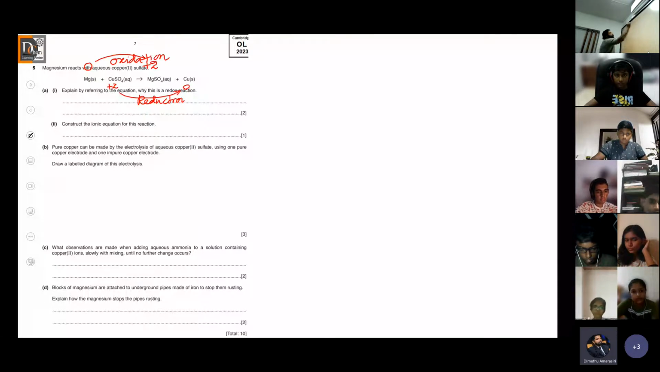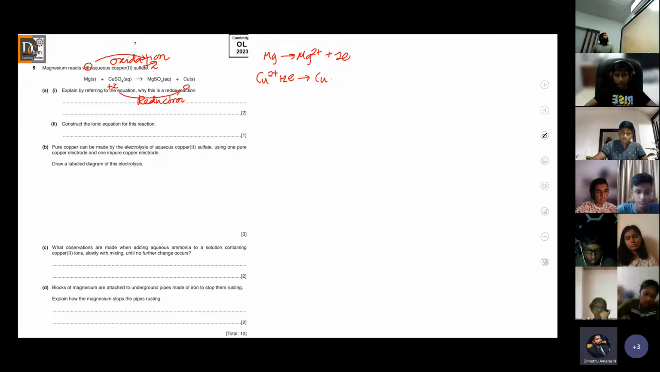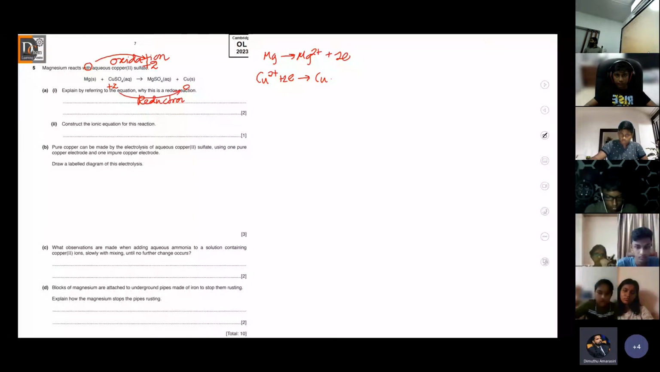Or you should remember if magnesium becomes Mg2 plus, it's going to remove electrons. If copper 2 plus becomes copper atoms, it should gain electrons. Right? So it's reduced, gain of electrons, and the other is oxidation. Magnesium is getting oxidized, it removes electrons. Copper ions are getting reduced because they gained electrons.